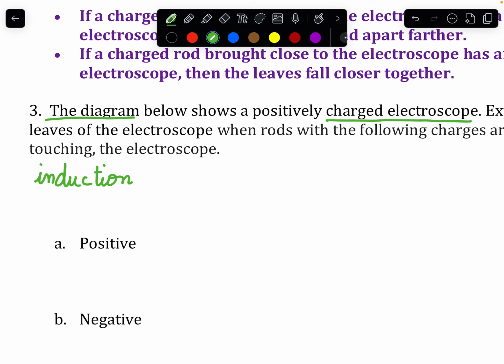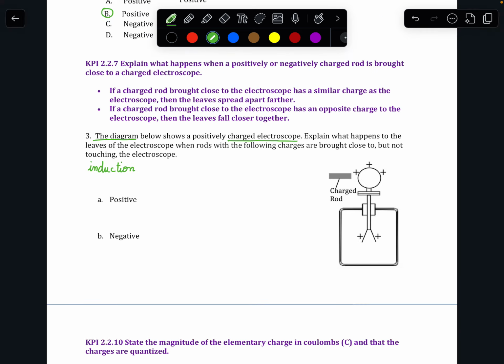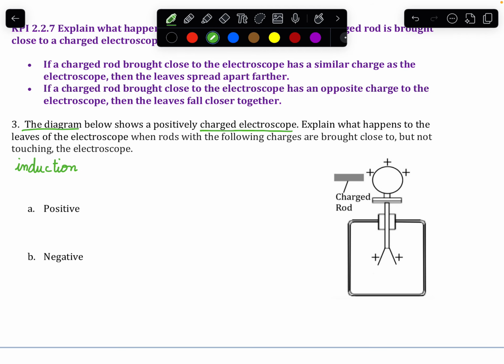So if I approach a positive charged rod, for the first one, if my rod is positive, this means that electrons will go up and get attracted to this positive charged rod, meaning that they will leave more empty spaces, more positive spaces. So this means that the two leaves will be even more positively charged.